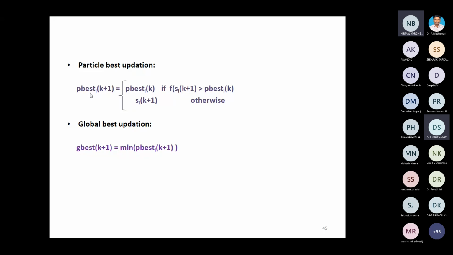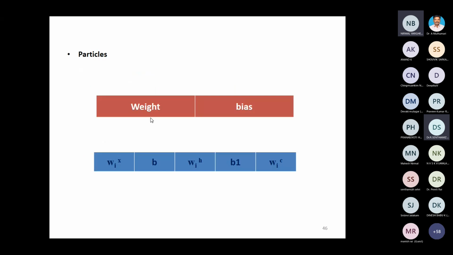Right. Now the global best updation can be represented as G best of k plus 1 is equal to minimum of P best of i, k plus 1. So this is the mathematical updation of your PSO. Then this is the way I am formulating my particle: weight plus bias. Weight of your input and bias, and weight of your hidden layers and bias. Of course, the input layer also requires bias. Only the output layer, I think, will be left out of bias.